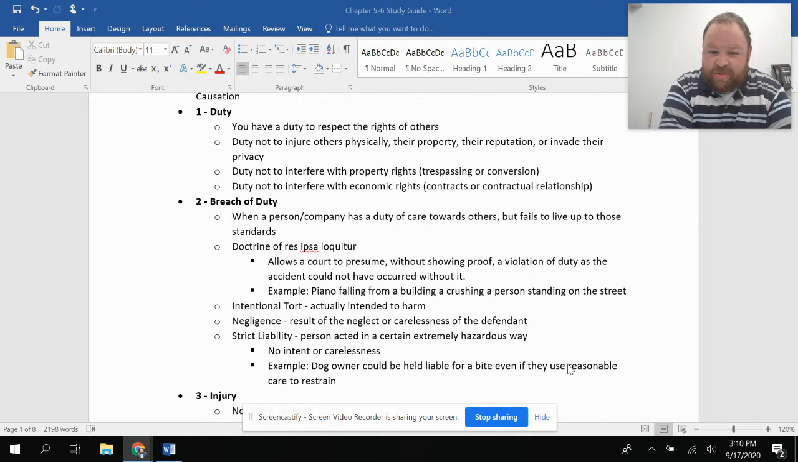And then strict liability is a person acted in a certain extremely hazardous way, not intent or carelessness. So it would be like if you're walking your dog and your dog bit someone. Or in my case, you're out for a walk with your kids and they go crazy and do something careless, that strict liability falls back on the person.